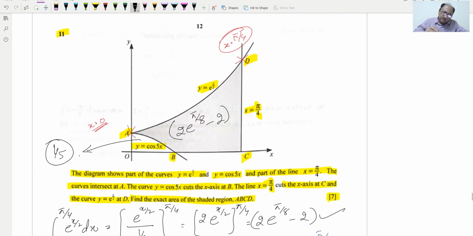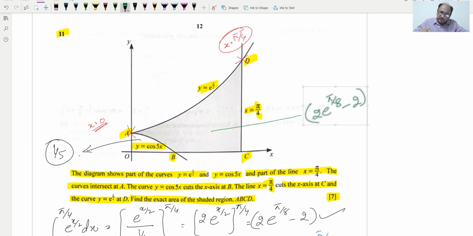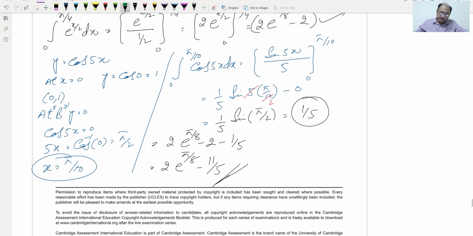This area is basically the shaded plus the white portion, so it includes these two regions combined. From this one we have subtracted 1 by 5, and we got this answer.